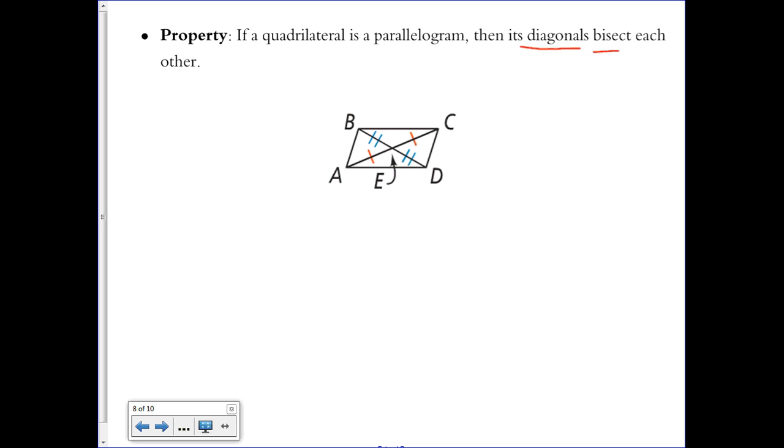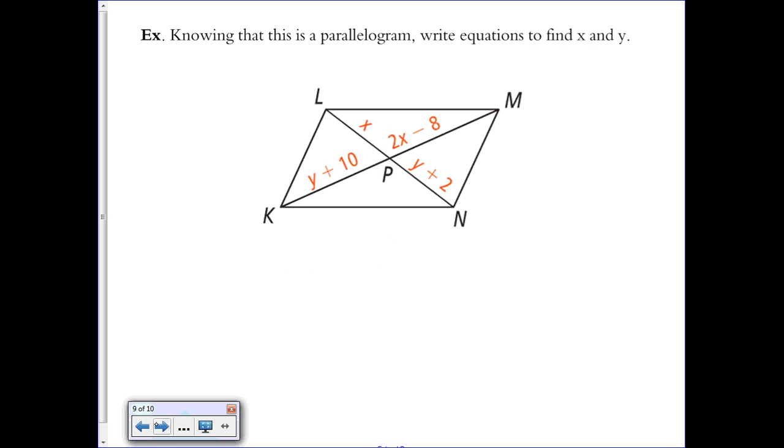So we end up with, if you label the point in the middle point E, then you can say that BE is equal to DE, right? And AE is equal to CE. So each of the diagonals has been cut in half by the other diagonal. Let's see that with numbers.